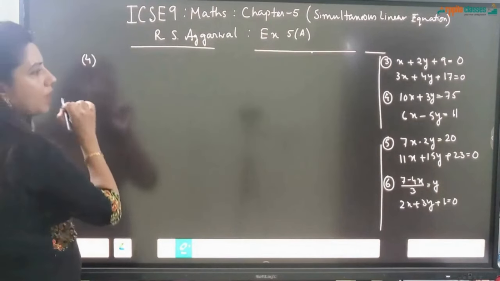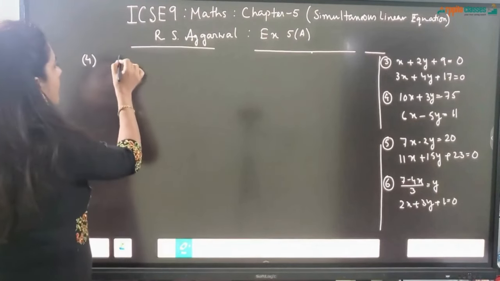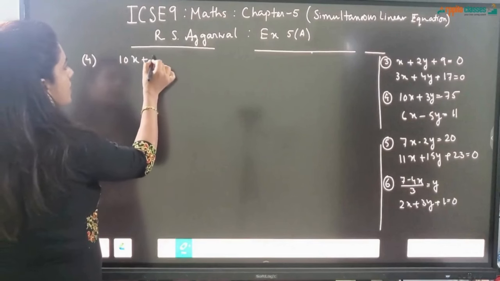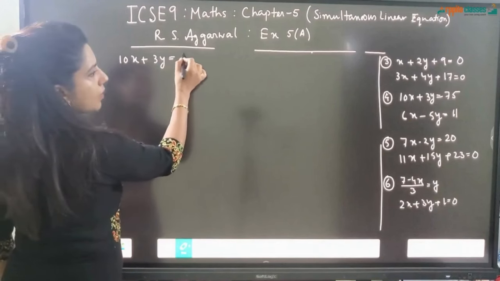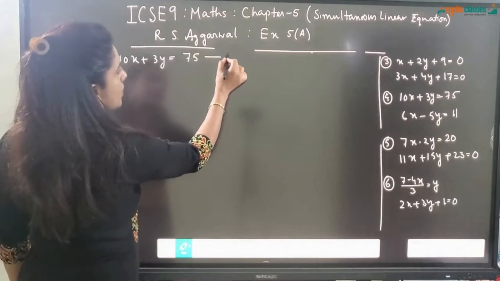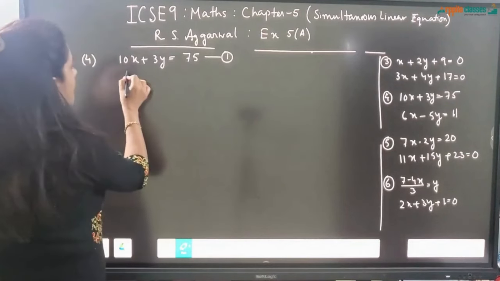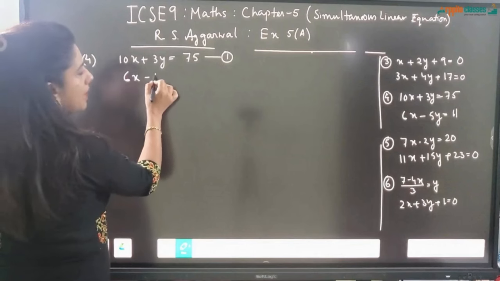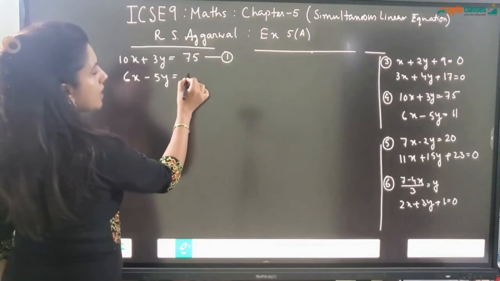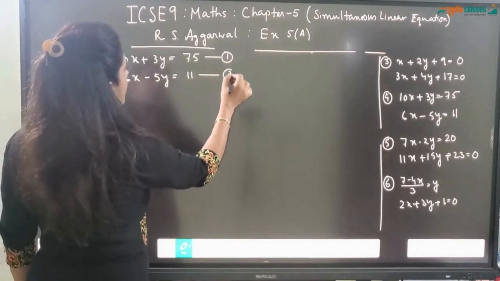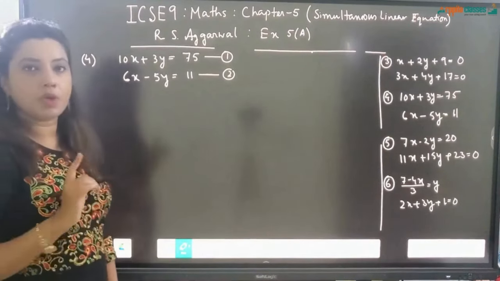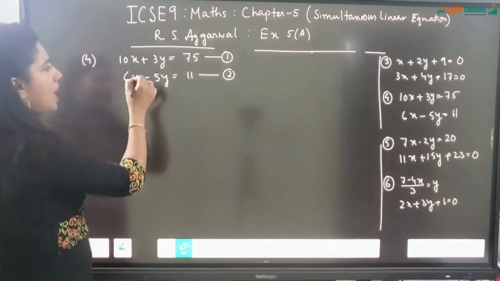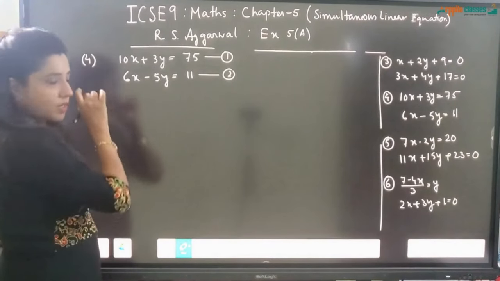Question number 4. 10x plus 3y is equal to 75. This is equation number 1. And the second one is 6x minus 5y is equal to 11, equation number 2. Let us solve this also by substitution method. I'll take equation 2 because it looks smaller.